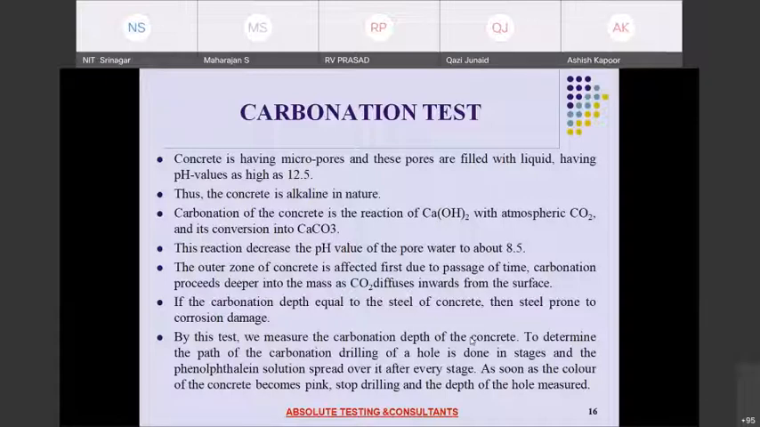So by this test, we measure the carbonation depth of the concrete. To determine the path of the carbonation, drilling a hole is also done in stages, and the phenolphthalein solution is sprayed over every stage. As soon as the color of the concrete becomes pink, stop drilling and the depth of the hole is measured. So this is the other method to find out the carbonation depth if we are not going to take out the core samples. So we can go with the drilling method.